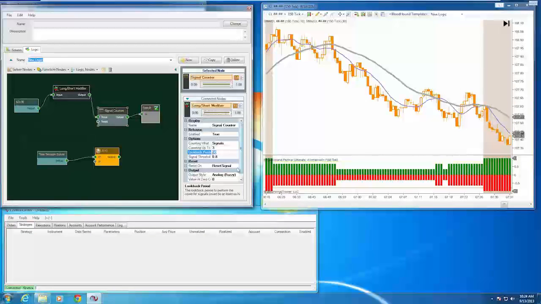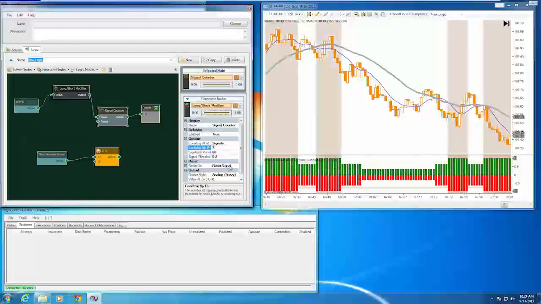I bet if I pump this up to 60, we'd probably get a signal right there. Yeah, we did. So you can see that this one here is counted as a third signal from this first one that occurred back here, and that's because it's within 60 bars of each other.